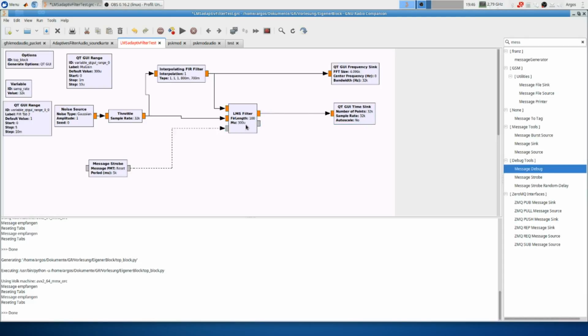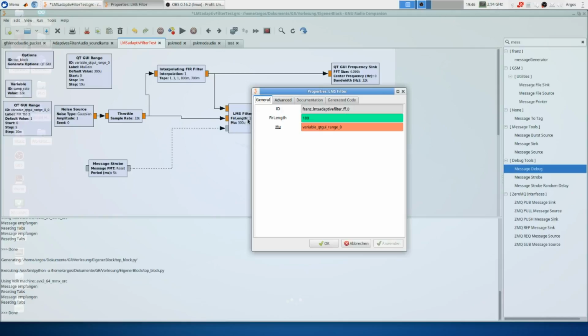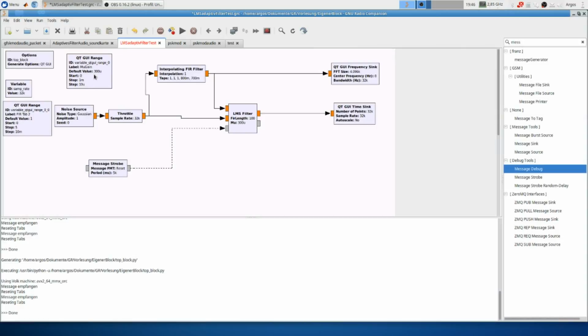If one clicks on the least mean square block, you can set an FIR length. So in the least mean square block there is an FIR filter that is used to adapt to the other filter. We also have a multiplication factor, which in my case is set to a slider, because the factor mu is used to set how fast the filter is converging, and we can change this with a slider, which we use here.